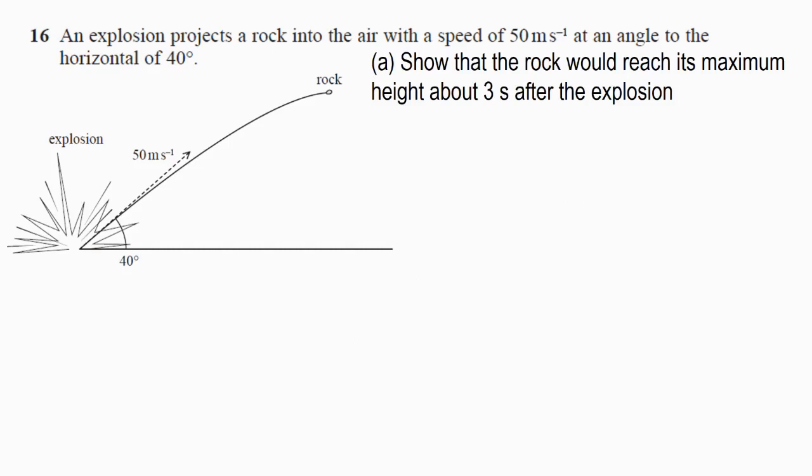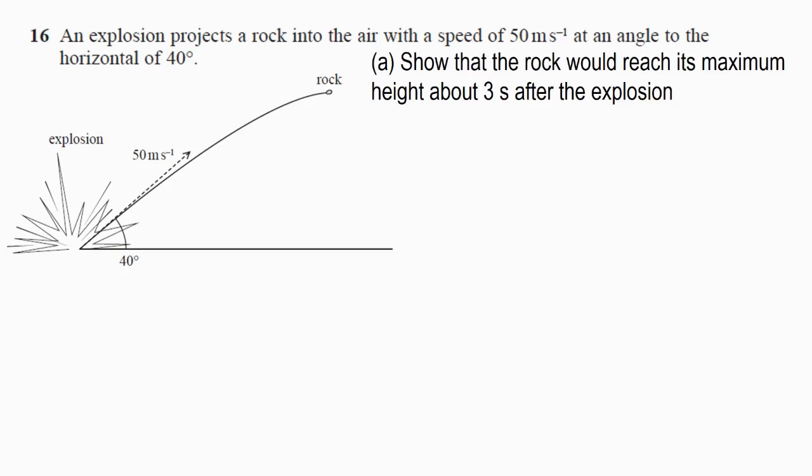Question 16. An explosion projects a rock into the air with a speed of 50 meters per second at an angle to the horizontal of 40 degrees. Show that the rock would reach its maximum height about 3 seconds after the explosion.